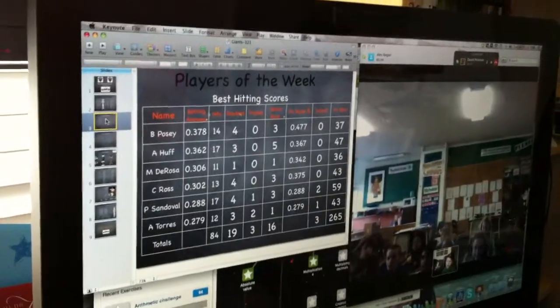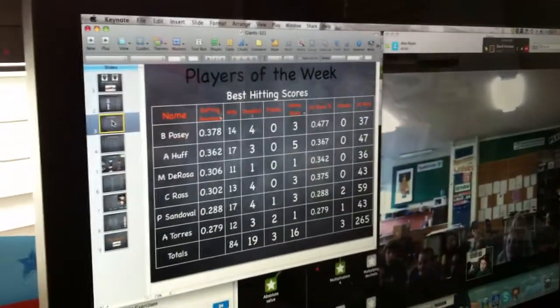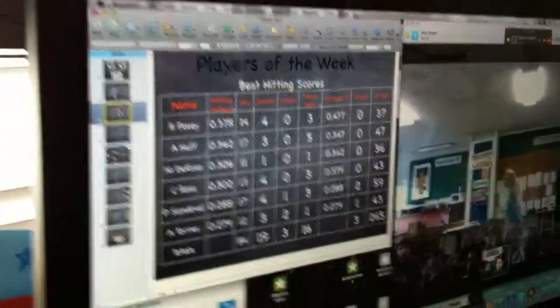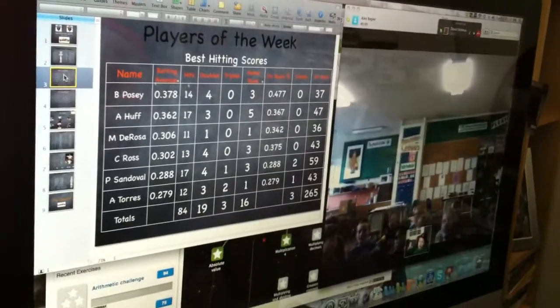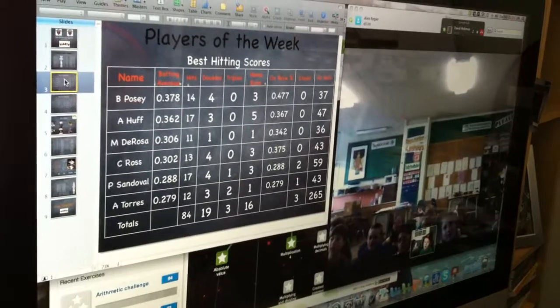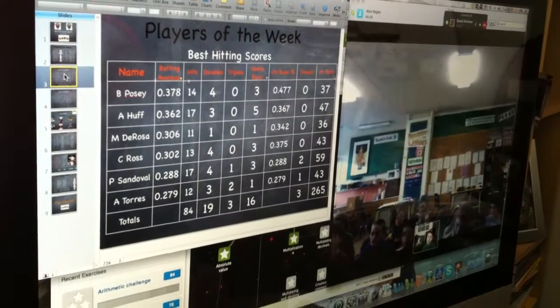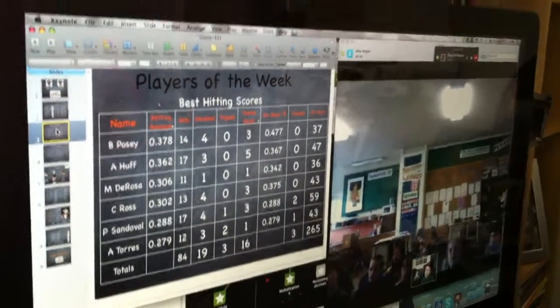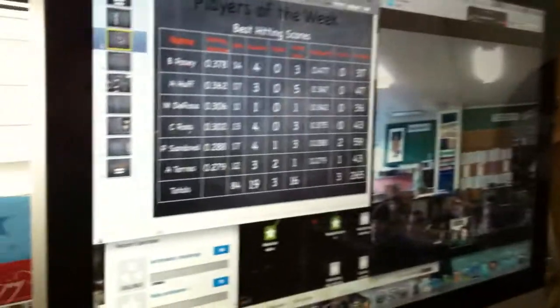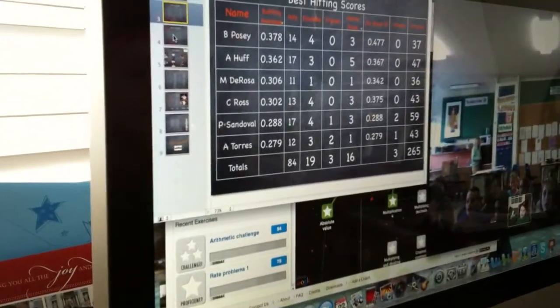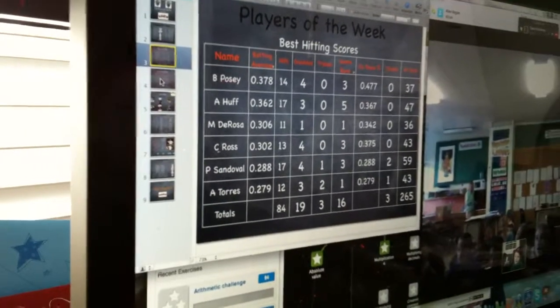And here are the best hitting scores. And then on the bottom, the totals of all the players added together. And I couldn't really figure out the batting averages and the on-base percentage. Next. I guess you have to average out the players' averages.